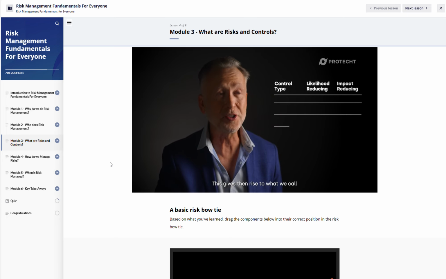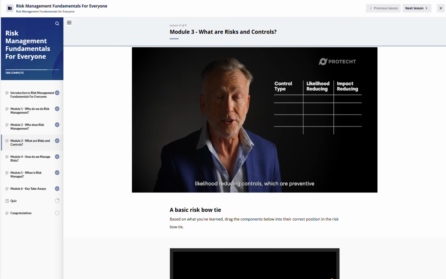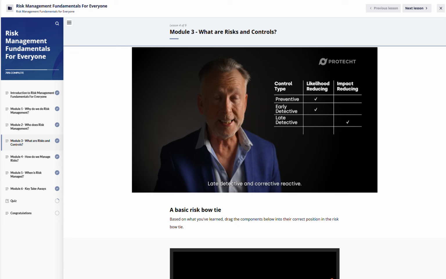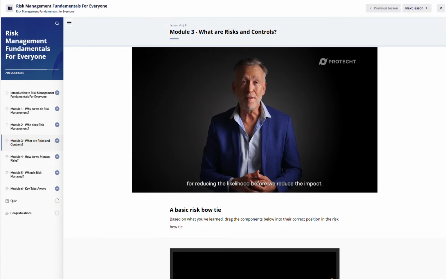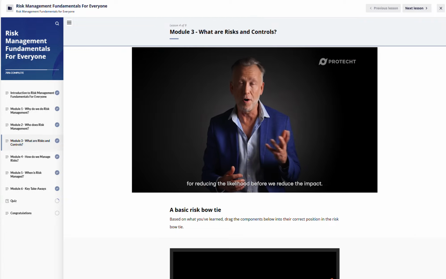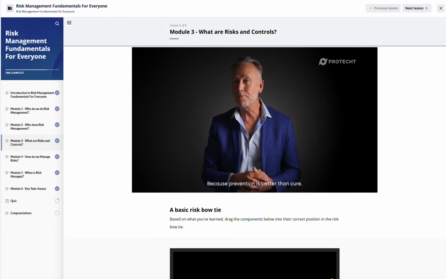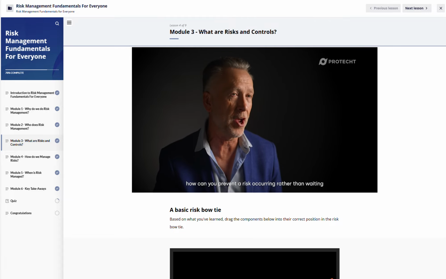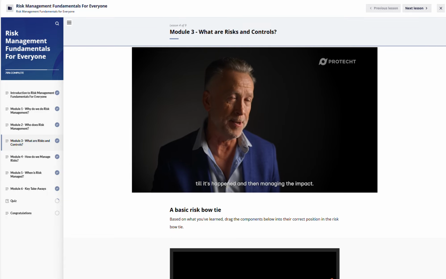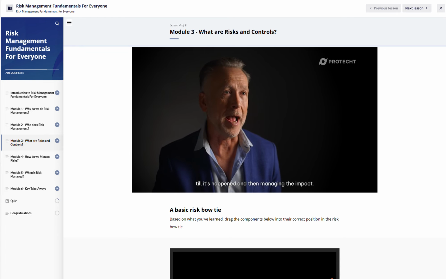This gives rise to what we call likelihood reducing controls, which are preventive and early detective, and impact reducing controls, late detective and corrective or reactive. Now we should be aiming for reducing the likelihood before we reduce the impact. Why? Because prevention is better than cure. In your role, always be looking out for how you can prevent a risk occurring rather than waiting till it's happened and then managing the impact. Be proactive, not reactive.